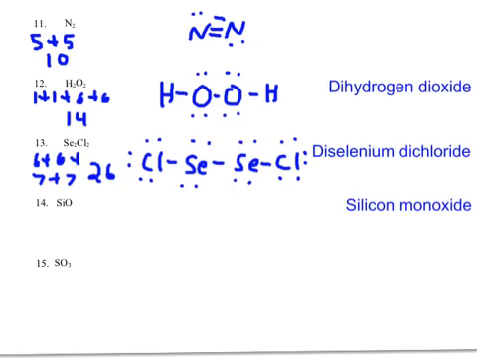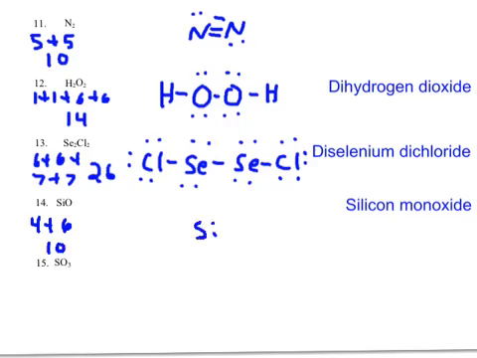I have one silicon. Remember, don't use mono for the first one. And since there's only one oxygen, it's going to be monoxide. Alright, so I'm going to count up my valence electrons. Let's see, silicon has 4, oxygen has 6. That's a grand total of 10.